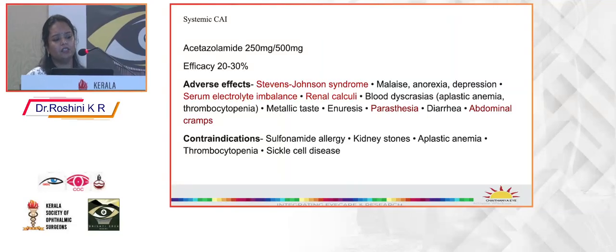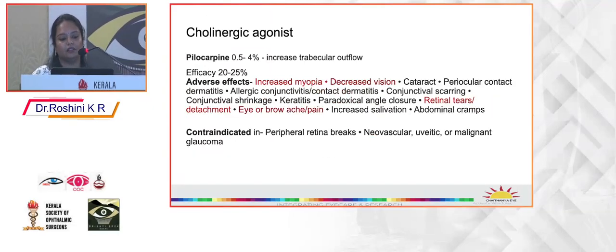Systemic carbonic anhydrase inhibitor is acetazolamide, commonly used at 250 mg or 500 mg. Adverse effects are Stevens-Johnson syndrome, malaise, anorexia, serum electrolyte imbalance, renal calculi, paresthesia, which is very common, and abdominal cramps. Contraindicated in sulfonamide allergy, kidney stones, aplastic anemia, and sickle cell disease.